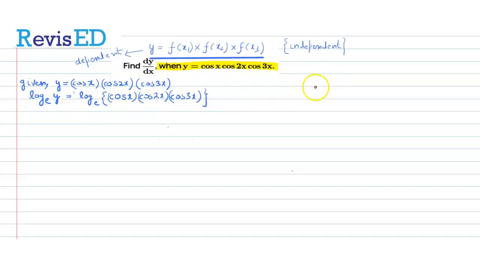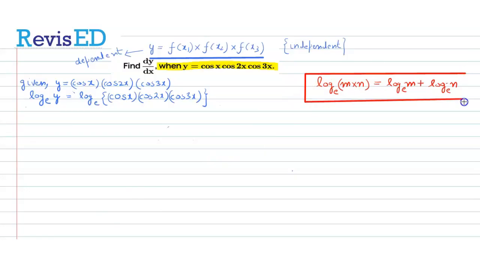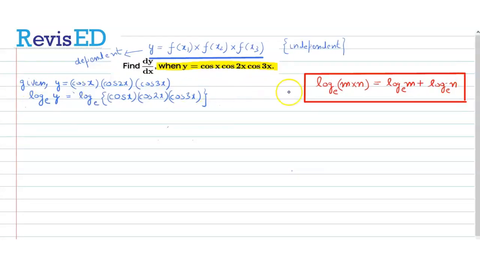Let's recall the basic property of the log that we learned in the previous classes: log base e of m cross n will be equal to the sum of the logs, that is log base e of m plus log base e of n. This is the very basic property of logarithms that we'll be using to solve our problem. The log of a product can be written as the sum of the separate logs.